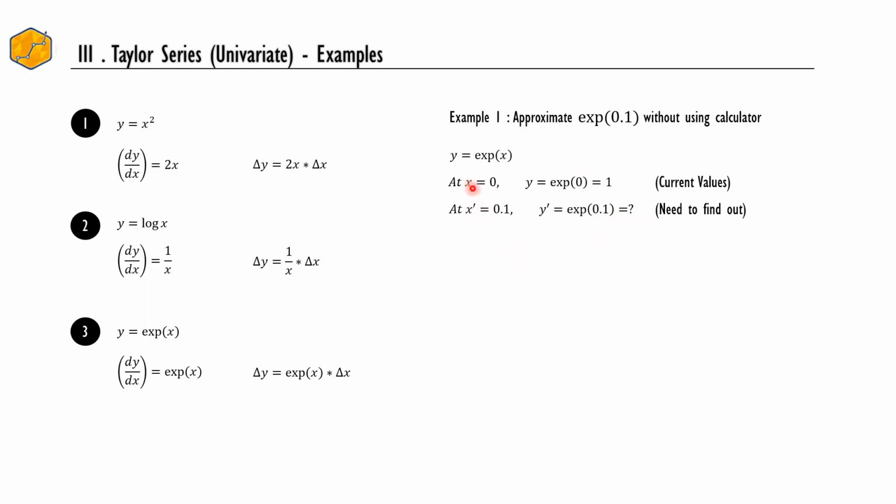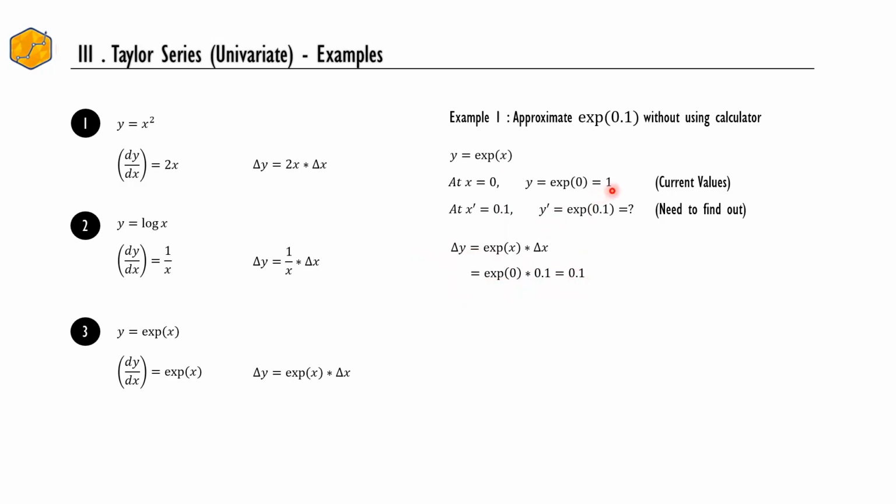Now, from x equals 0 to x equals 0.1, what is the change? Delta x is 0.1, right? If we can find out delta y, then we are good, correct? And we know how to find delta y from delta x. This is from Taylor series. Just plug it in. So we get e to the power x, where x was 0 initially, times change in x, which is 0.1. So we get the change in y as 0.1. So y would change by 0.1.